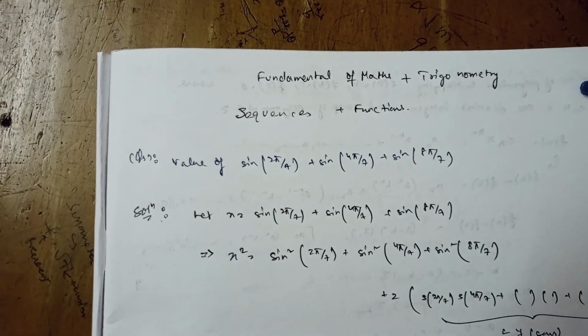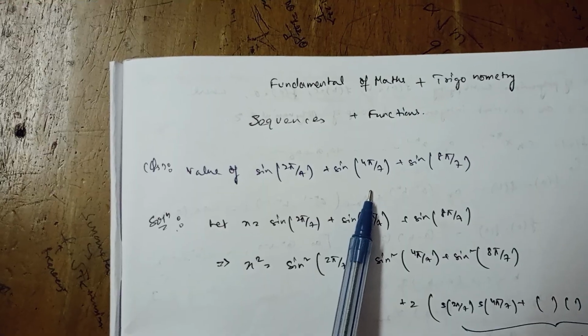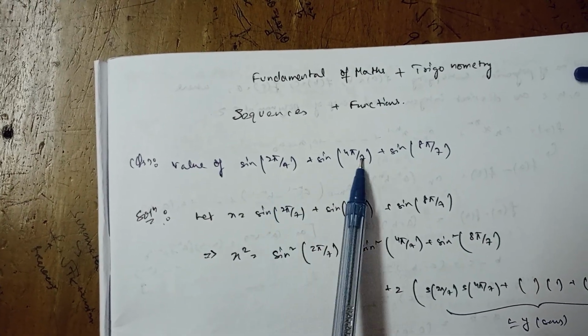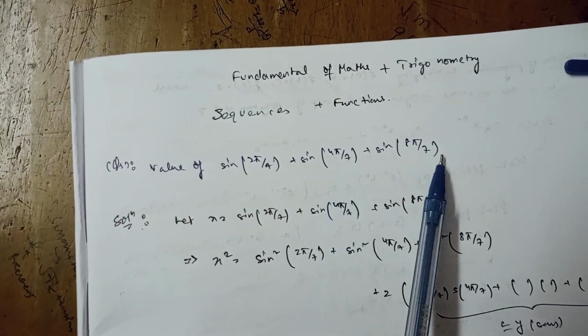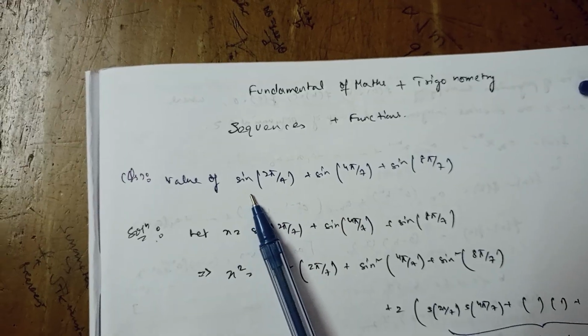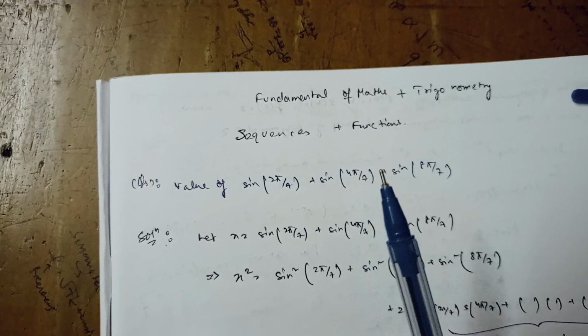So here it says the value of three sine functions, right? And their sum. So here you can clearly see this angle multiplied by 2 is this, and this multiplied by 2 is this. This is 8 pi by 7, this is 4 pi by 7, and this is 2 pi by 7. So in order to solve this question, you can try various methods.